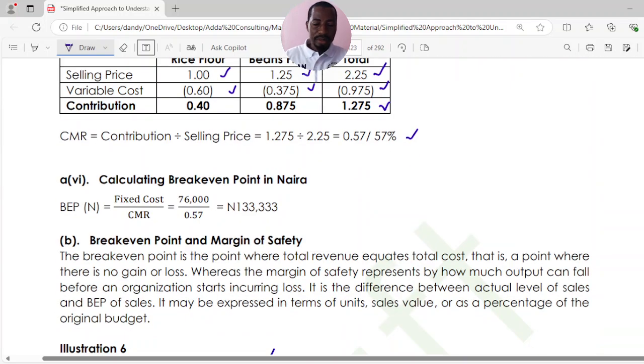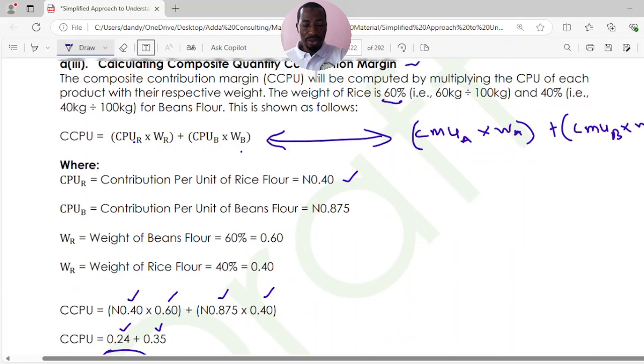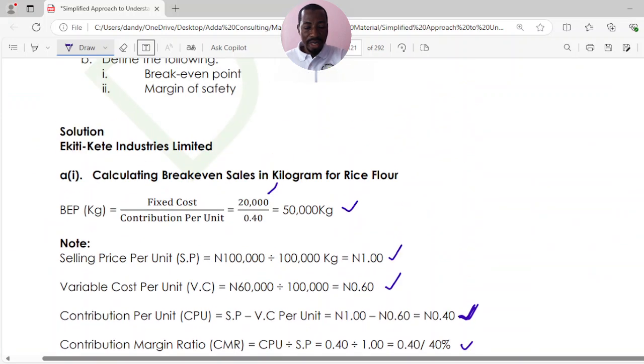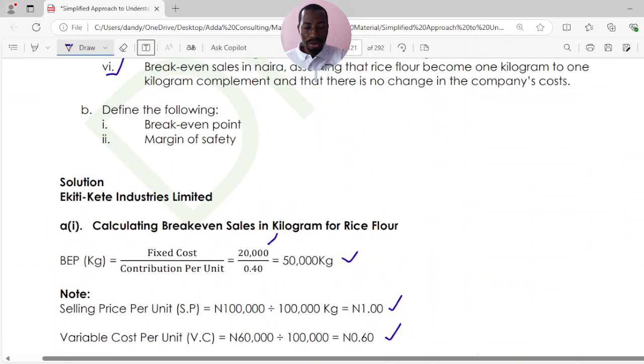So let's go and do that. For number 6, the total fixed cost is 76,000 divided by the contribution margin ratio of 0.57, and that's what produces 133,333 naira. All you need to do is to just share this between the two products, and you are good to go. So that's the end of the question. Just take your time, review the notes, and you gain more insights.